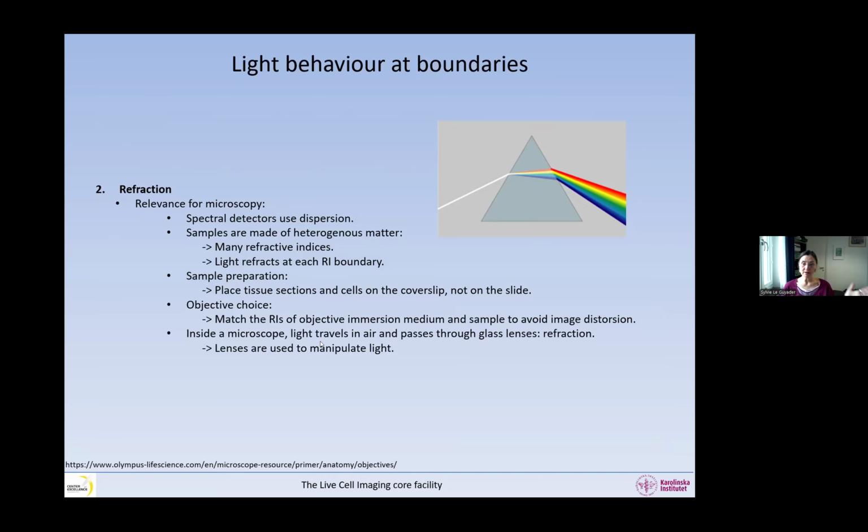travels from air to glass through all the lenses. It goes through air to glass to air all the time, and every time there is refraction. And that means that we can actually use lenses and the fact that there is refraction at each interface to manipulate light. And this is what we're going to talk about now, how we can use lenses to manipulate light. So refraction can be bad, but it can also be good for us because we can manipulate light.